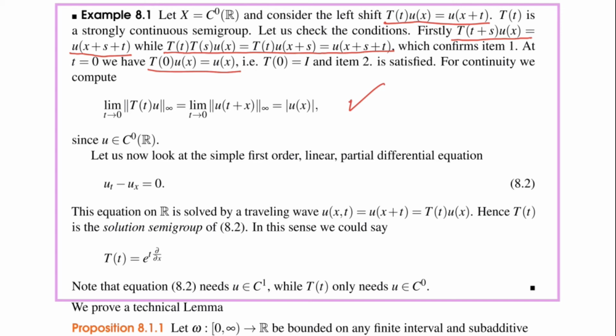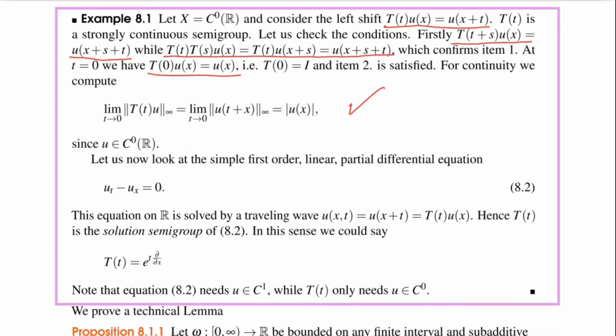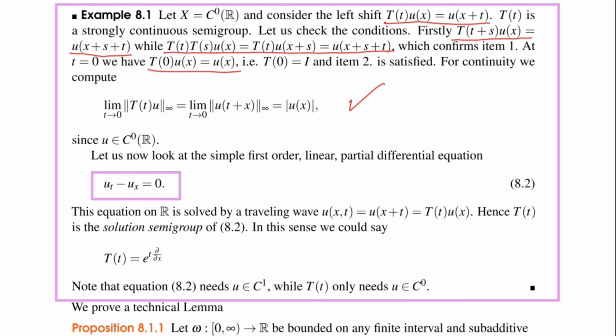Now, for fun, let's look at a first-order linear partial differential equation. This one here. u_t minus u_x is equal to 0. This equation is solved by the traveling wave u of x plus t, which turns out to be our T(t) of u of x. So in this sense, T has to do with a PDE. T helps us to represent the solutions for this PDE. So we call it the solution semigroup for the PDE.